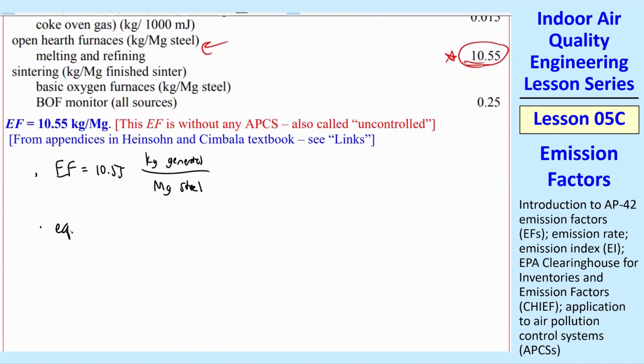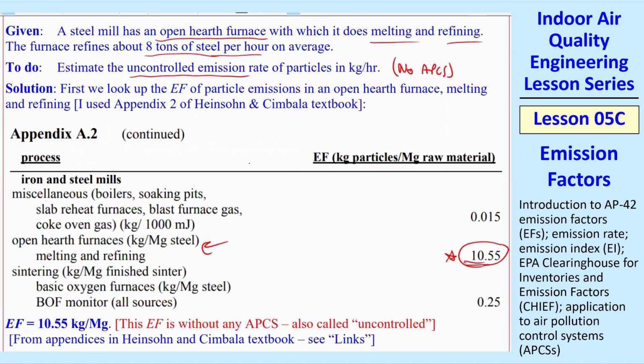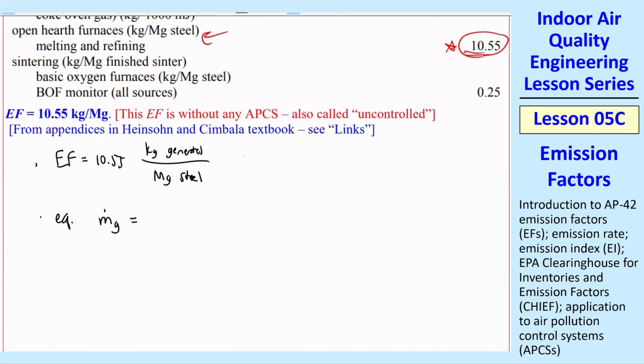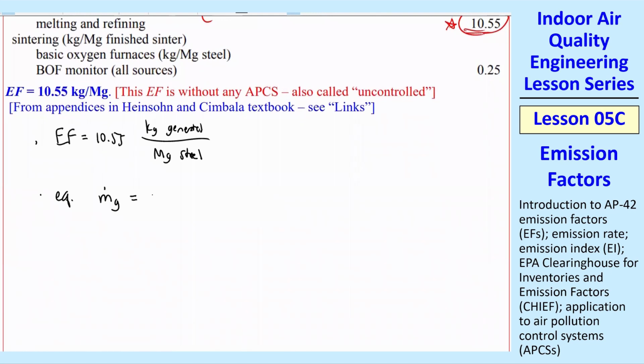So this is the equation I come up with. I'm going to say m dot g, the rate of mass of pollutant, in this case, these little particles that are generated, is, well, it's going to depend, of course, on how much you're producing. So if I produce 10 tons instead of 8 tons, I'll certainly have more emission. That's going to be in the numerator. 8 ton per hour that's produced times the EF, which is 10.55 kilogram per megagram. And then the rest is just unit conversions.